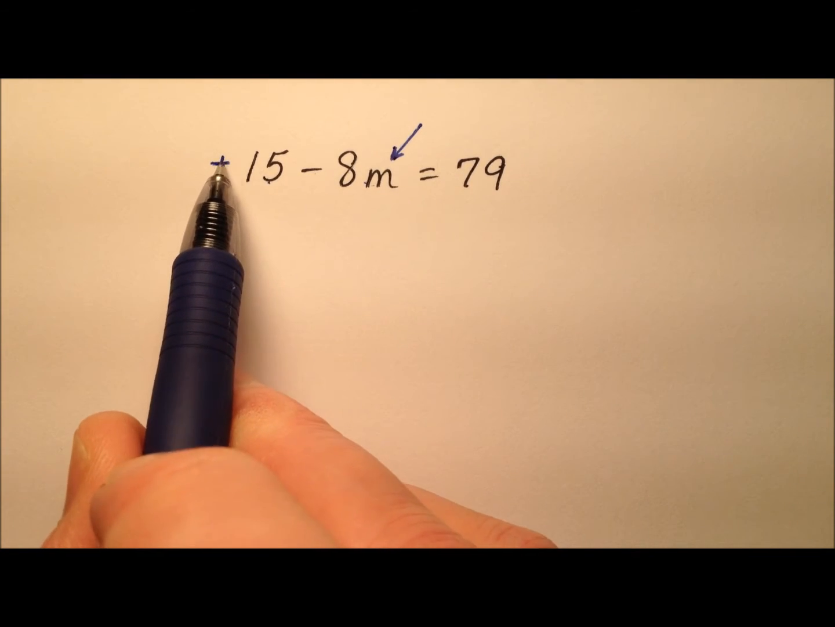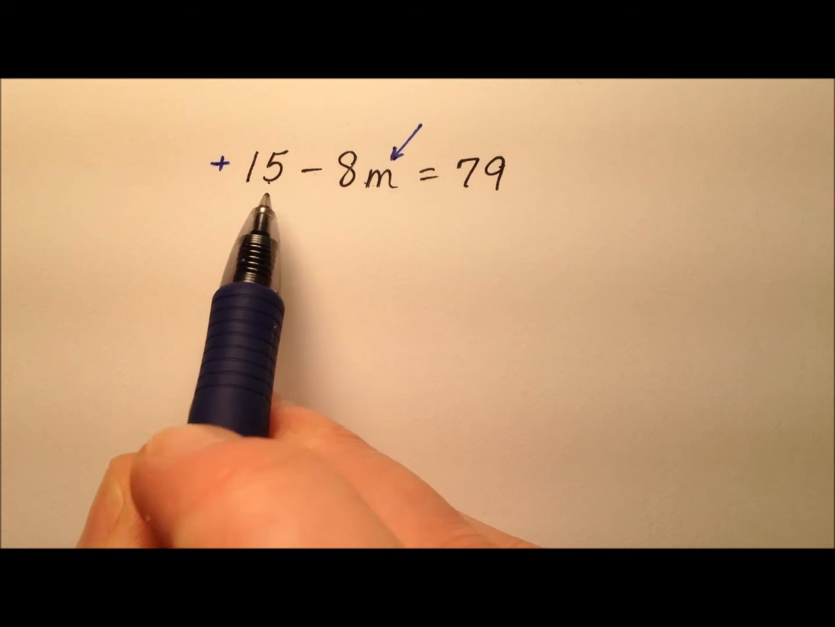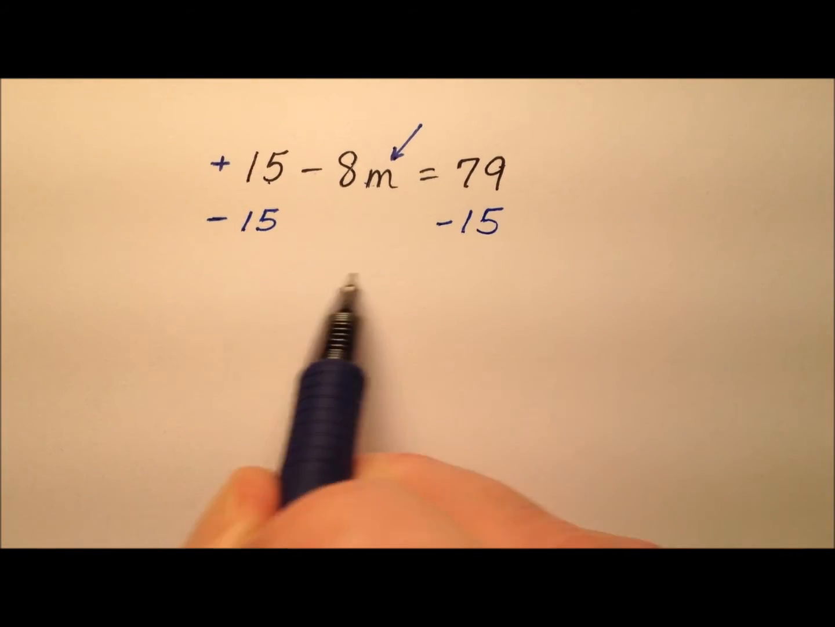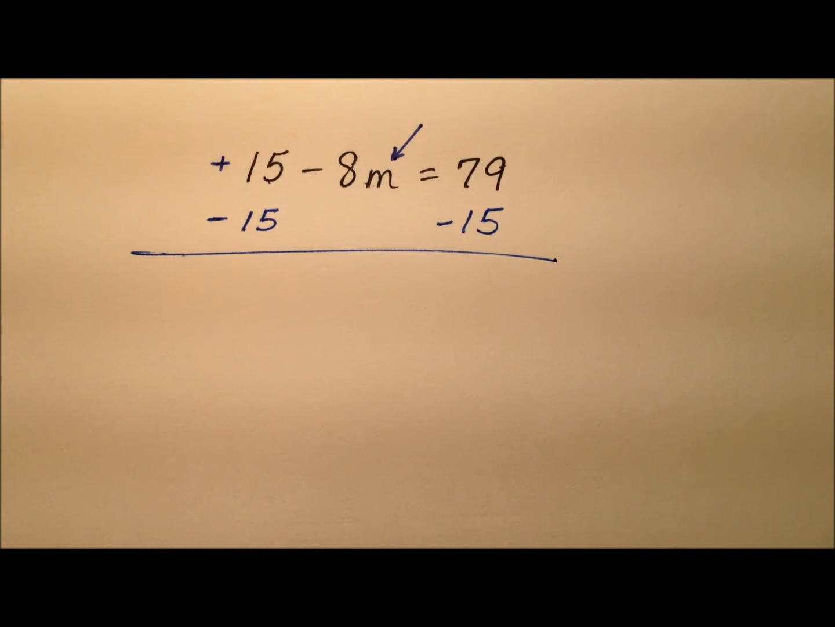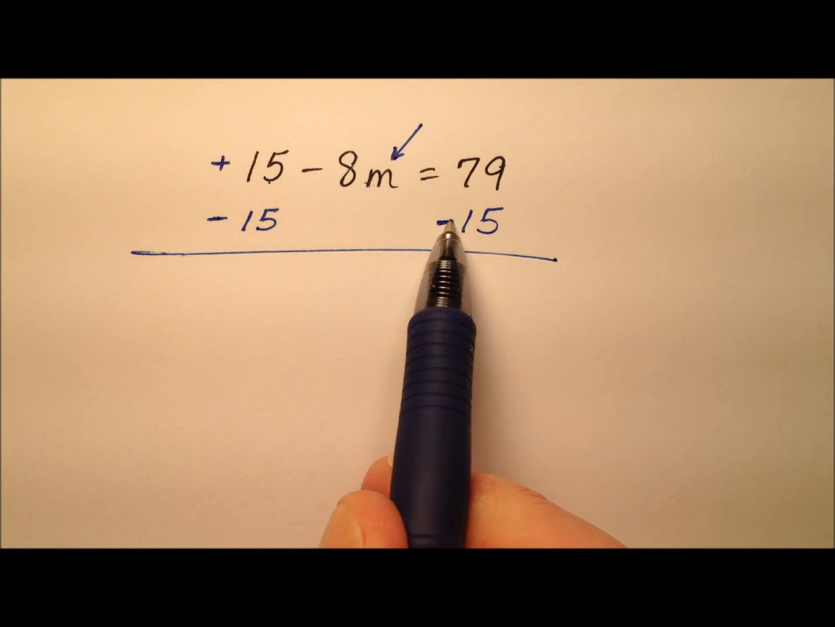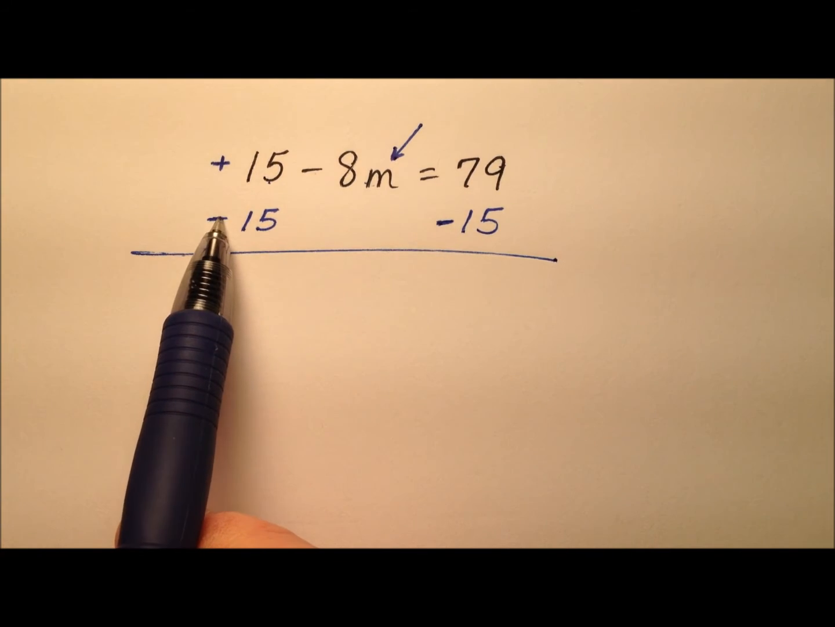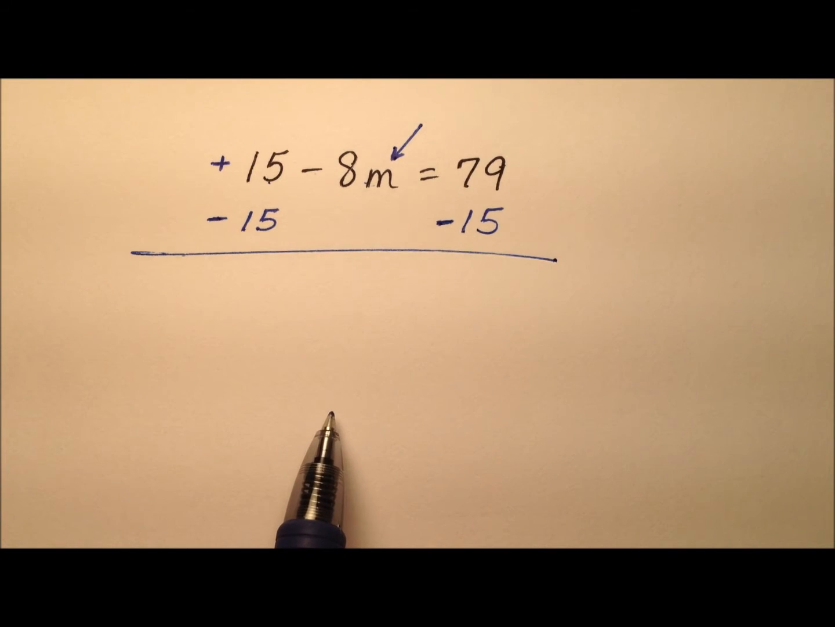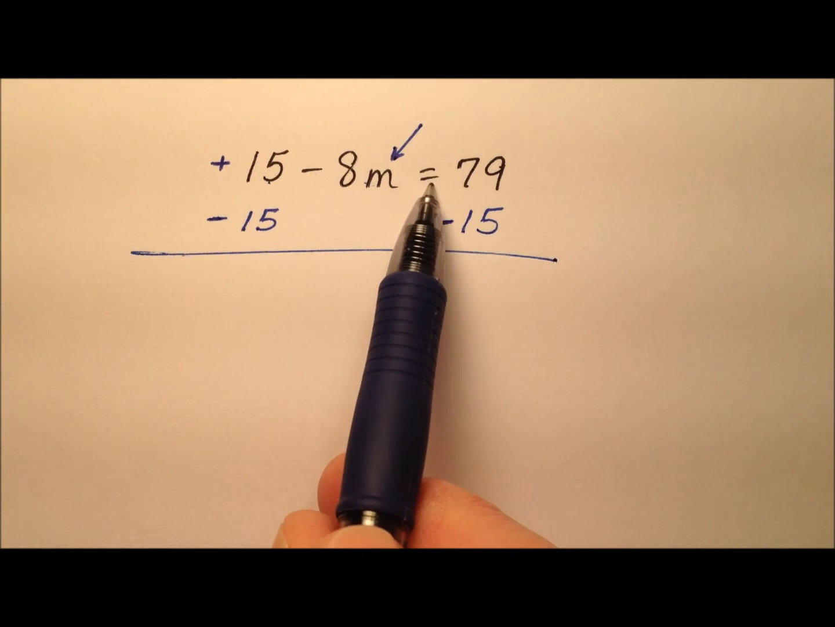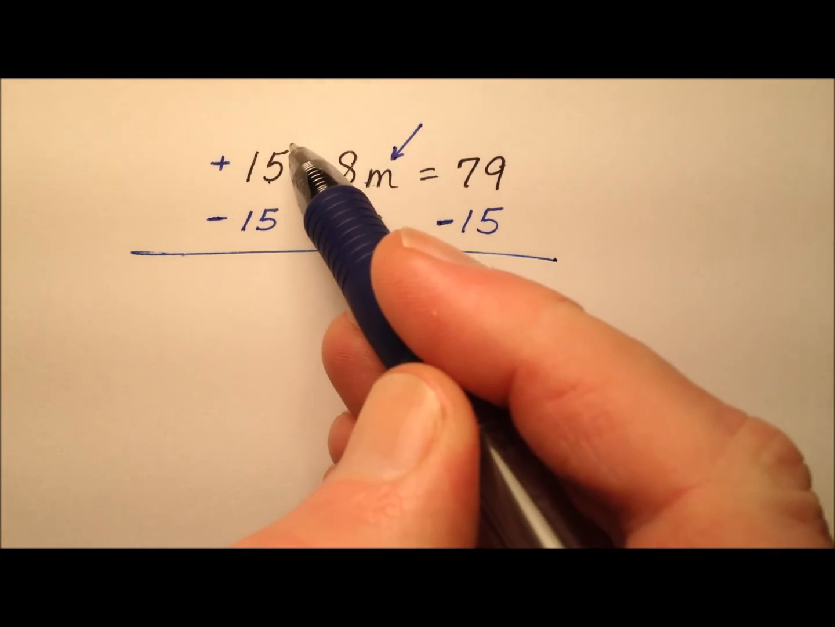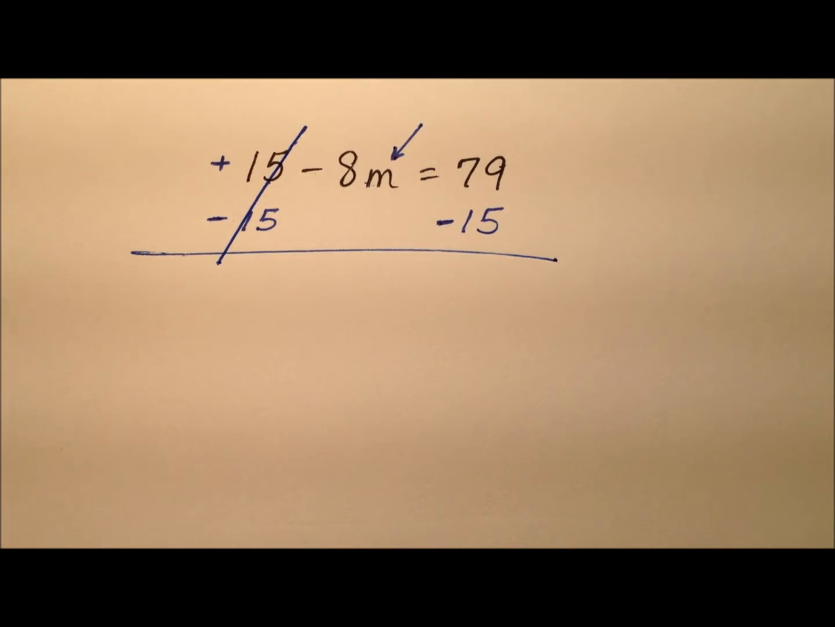So what then is the inverse of a positive 15? Well, a negative 15. So we're going to start by subtracting 15 from both sides of the equation. I can do that using what we call the subtraction property of equality, which says if we subtract a value from one side, we need to do it from the other side of the equation to keep everything nice and equal. And we see that the plus 15 and the minus 15 are going to cancel.